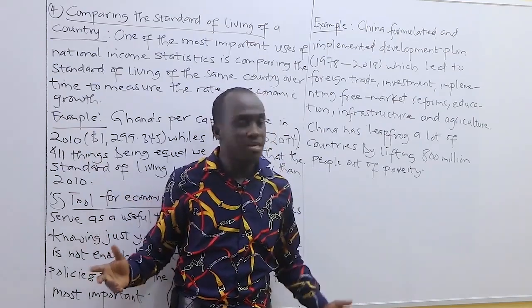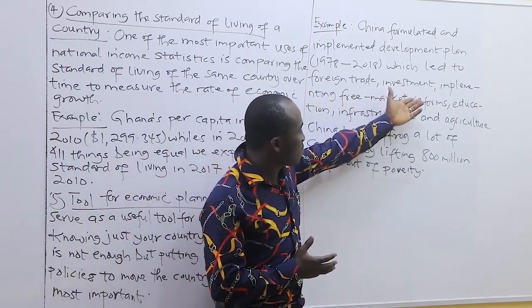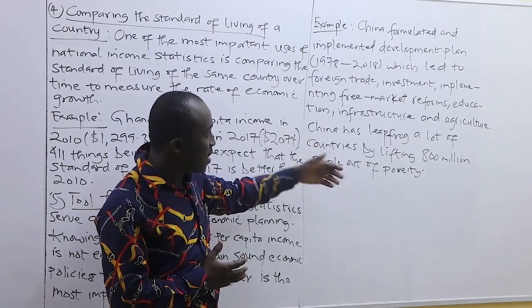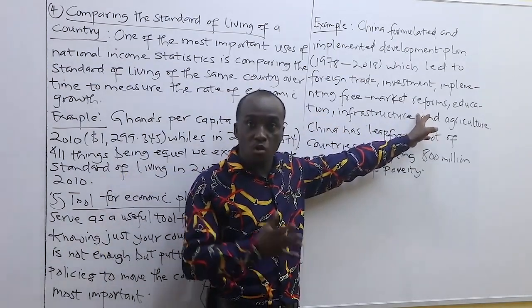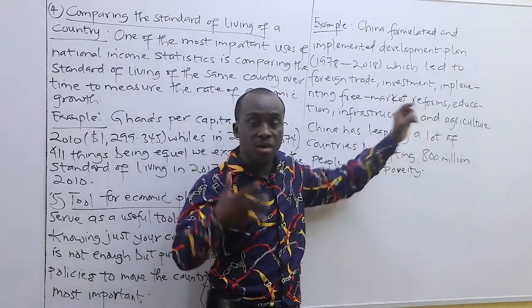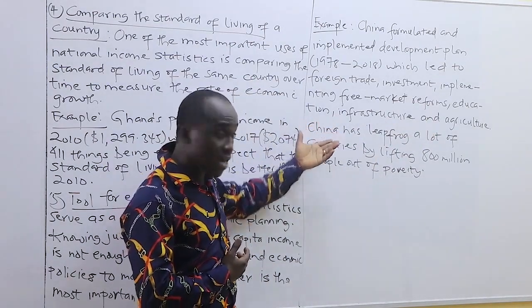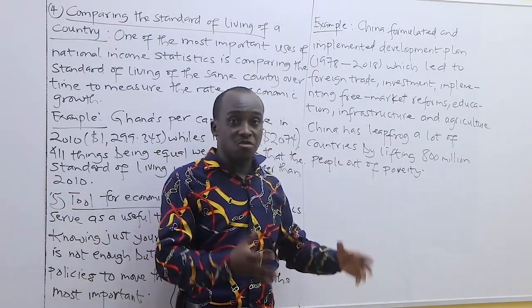People thought they could not do it. And it led to investment and foreign trade. They moved from socialist to more free market reforms, where the private sector was given a key role. They also invested in education, infrastructure and agriculture over the period. And look at what happened.